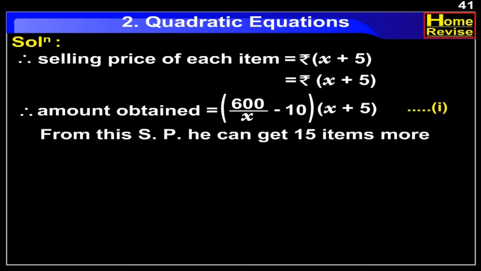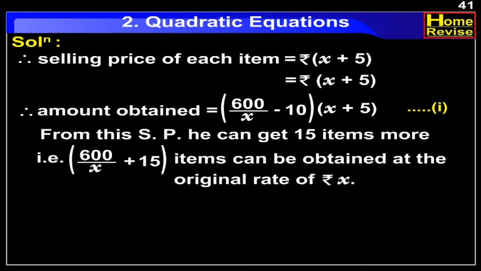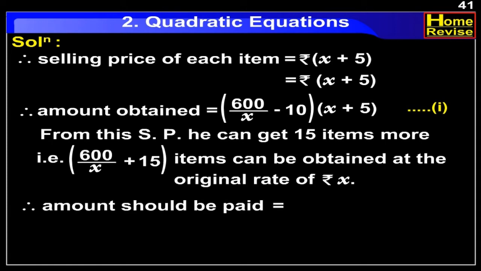Now, from this selling price, if he can get 15 items more, that is 600 upon x plus 15 items can be obtained at the original rate of rupees x. Therefore, total amount should be paid is equal to number of items into original rate of item, which is equal to 600 upon x plus 15 into x. Let this be equation number 2.